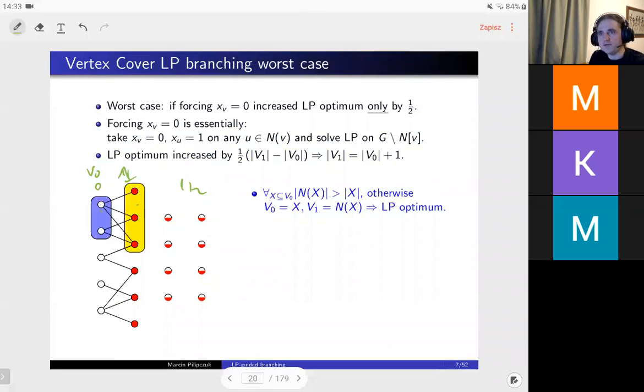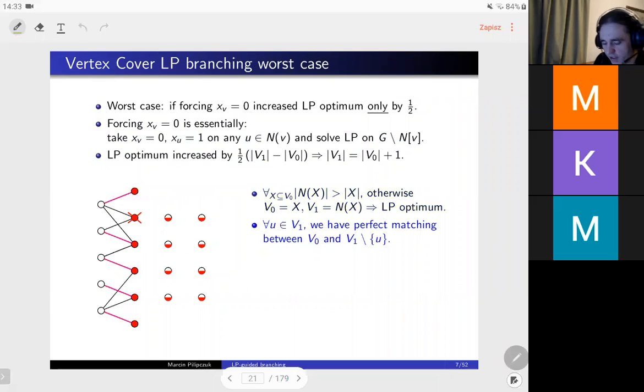If all halves is the unique LP solution, then every independent set has a larger neighborhood than itself, because otherwise you could put zeros on the independent set and ones on the neighbors, and this is at least as good as putting halves everywhere. Okay. So this is the first observation we have. So what do we have? We have a Hall's theorem here with a slack. Yeah, there's a strict inequality here. Every set on the left has a strictly larger neighborhood.